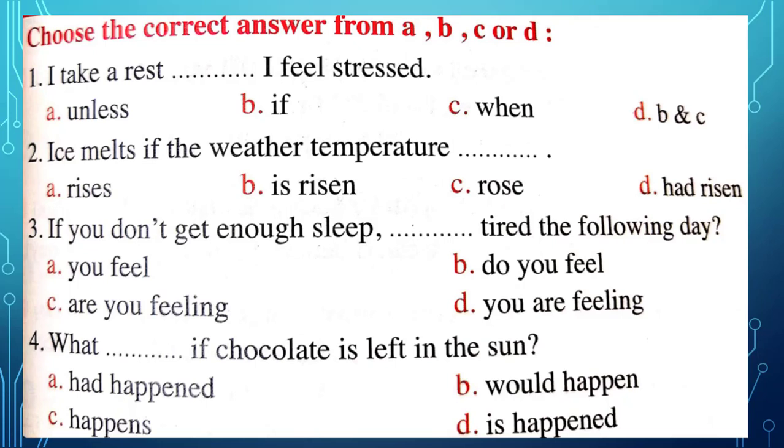Choose the correct answer from A, B, C, or D. The first one, I take a rest, space, I feel stressed. Unless, if, when, B and C. And as you see, I take a rest if I feel stressed. That's right. But also we can use when I feel stressed. So the answer is B and C, because we can use when instead of if, okay, in the zero conditional.